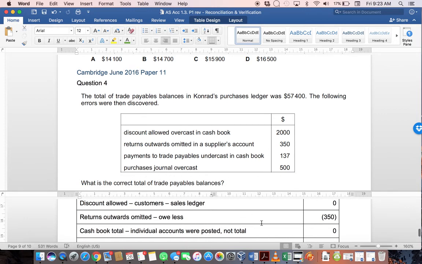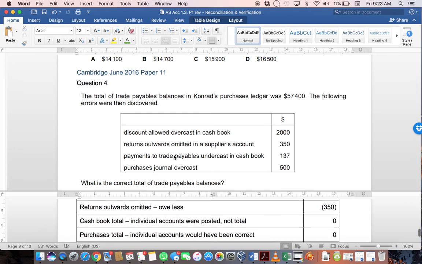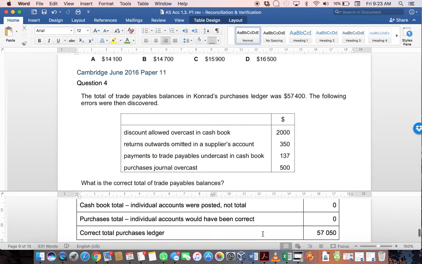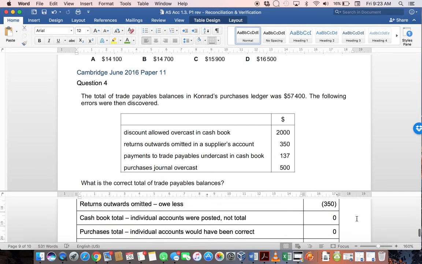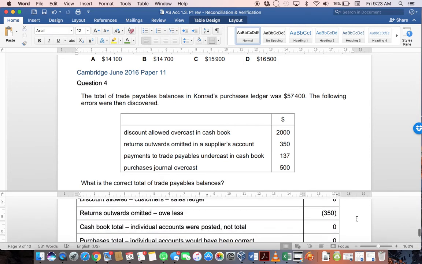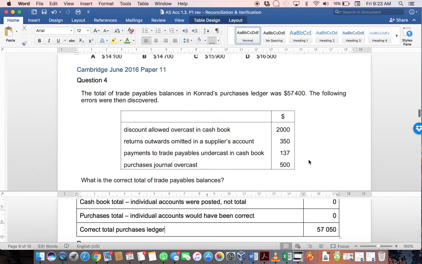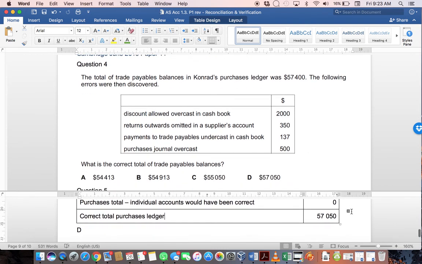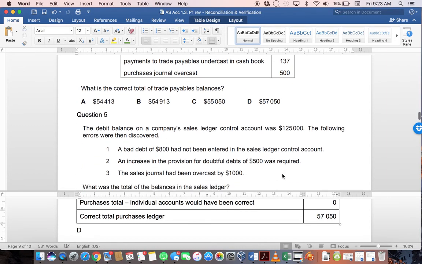And then lastly, the purchaser's journal was overcast. Again, because it's a total that has been overcast, it is not going to affect my purchaser's ledger, which illustrates my individual supplier accounts. And so therefore that has no effect. I can then work out the correct total by simply taking my beginning balance and subtracting the 350. I now look for a 57050, and I am going to choose D as my answer.